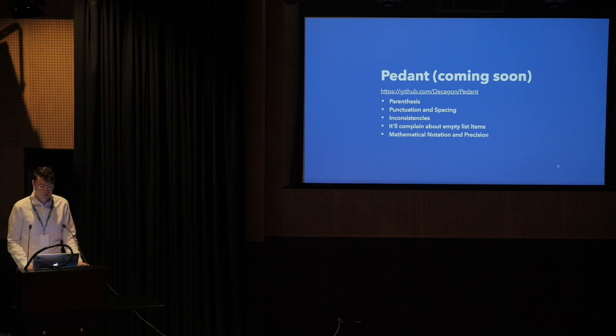And Pedant's another tool that looks really promising. It's coming soon. It will look for stuff like opening parentheses that aren't closed, punctuation, spelling mistakes, spacing issues, inconsistencies. It'll complain about empty list items. It'll ask you to write your numbers as words if they're less than 10.